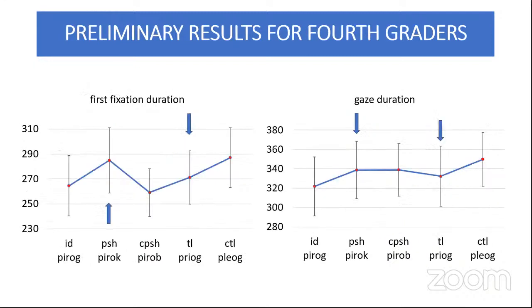And as for fourth graders, we can see that the fixation durations on the target word when there were pseudo-homophones in the parafoveal region are longer than when there were the transposed letter conditions. So we can conclude that fourth graders, like adults, rely more on the orthographic than phonological information in the parafoveal region.